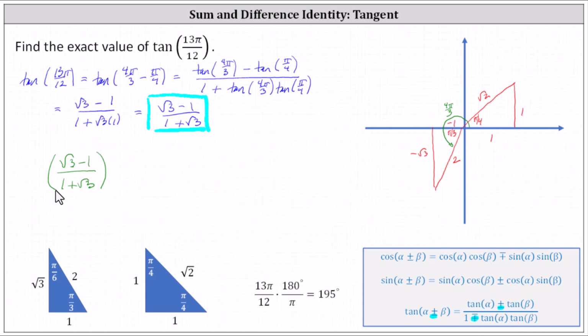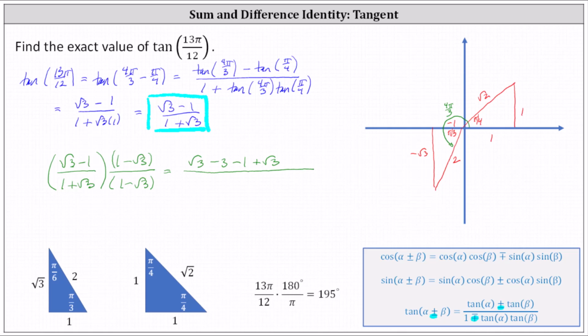Beginning with the given expression, to rationalize the denominator, we multiply the numerator and denominator by the conjugate of the denominator. The conjugate of 1 plus square root 3 is 1 minus square root 3. When multiplying, we have 4 products in the numerator and 4 products in the denominator. In the numerator, we have square root 3 times 1, which is square root 3. And then square root 3 times negative square root 3 gives us minus 3. Then we have negative 1 times 1, which is minus 1. And negative 1 times negative square root 3 equals plus square root 3.